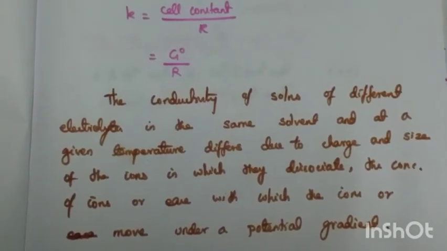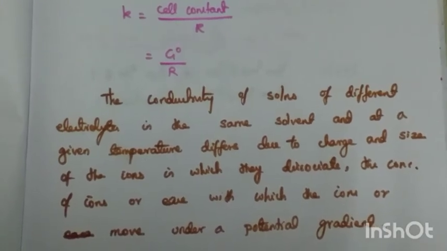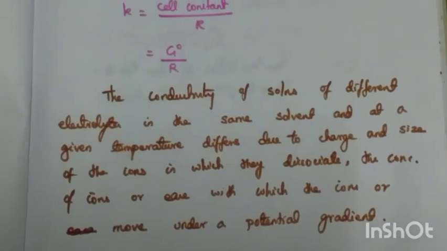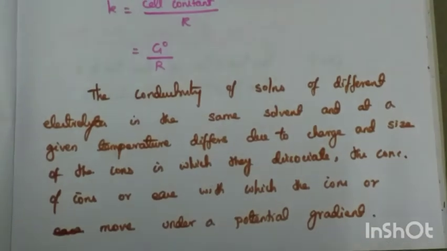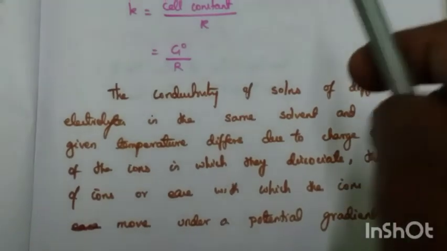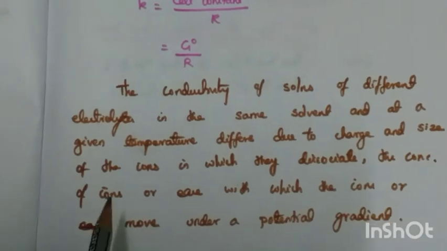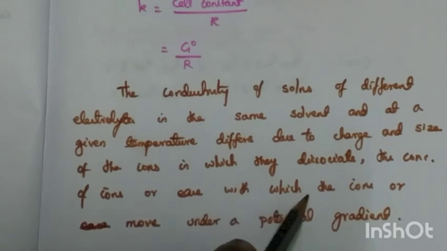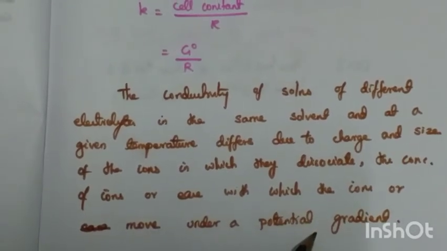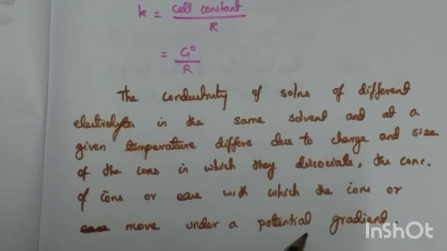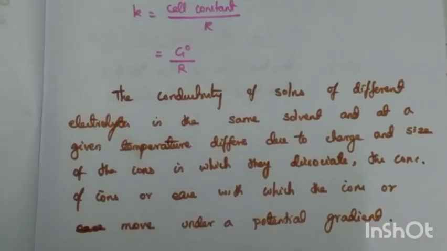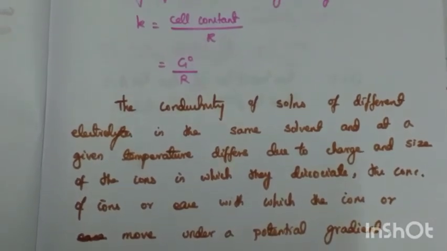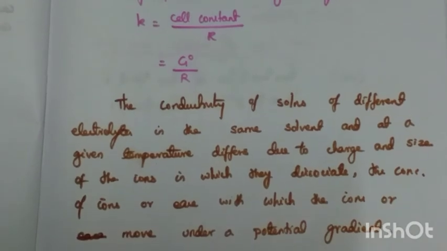Na plus is very small when compared to K plus ions. So they differ in their size and the charge in which they dissociate. The conductivity depends on the concentration of the ions and the speed with which the ions move under a potential gradient. Even if you dissolve different substances in the same solvent and maintain the same temperature, they may have different conductivity.